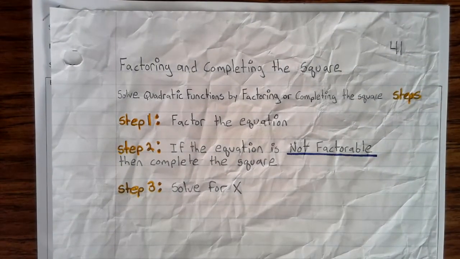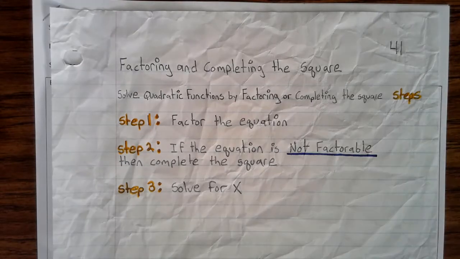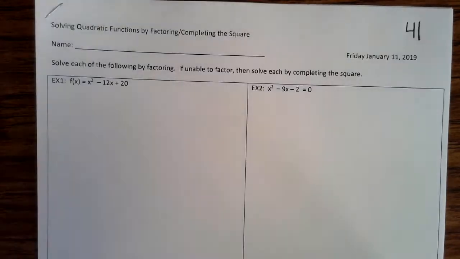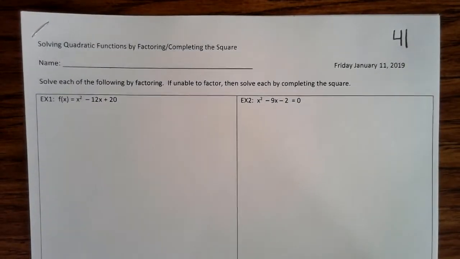Solve quadratic functions by factoring or completing the square steps. Step 1, factor the equation. Step 2, if the equation is not factorable, then complete the square. Step 3, solve for x. All right, now your notes are updated. Let's take a look at our examples.